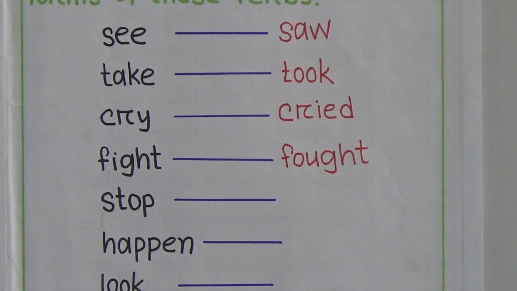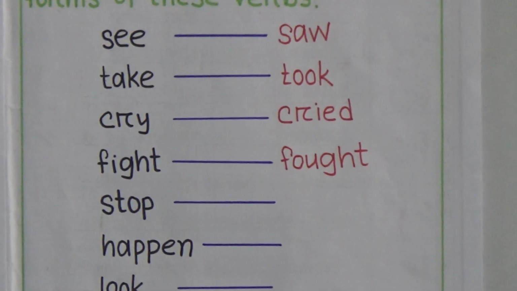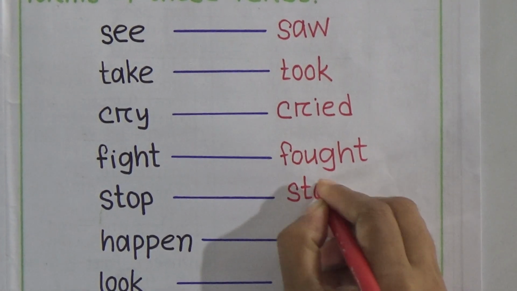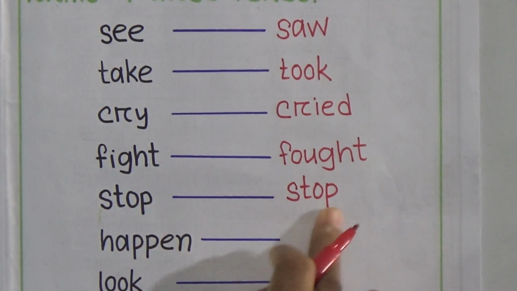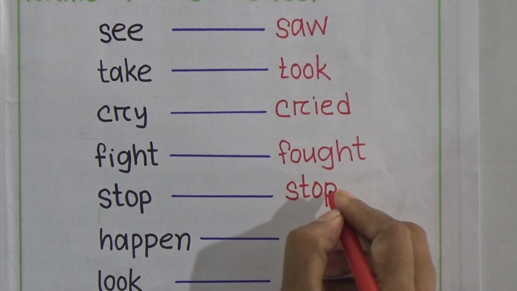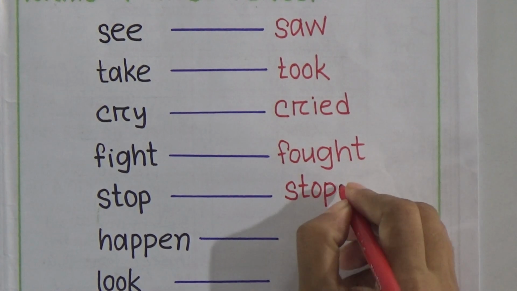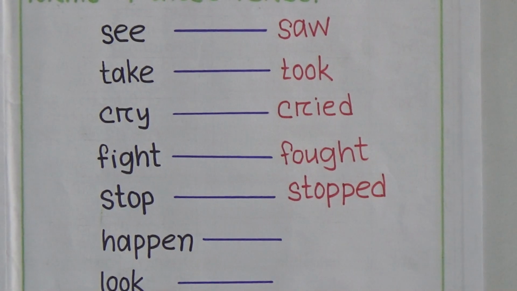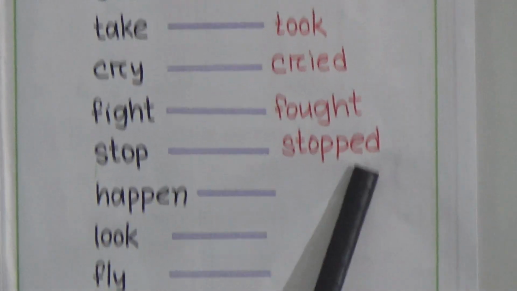Now stop. Stop will be stopped. Like this one, we find a consonant, and before the consonant we find only a vowel. And when we find this type of word, we double the consonant and we add ed. So stop will be stopped. S-T-O-P. The given word is stop, and before the consonant we find a vowel, so we have to write another P and then add ed. So the word will be stopped.